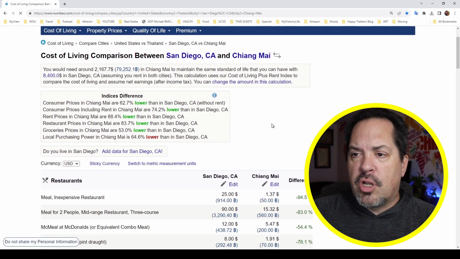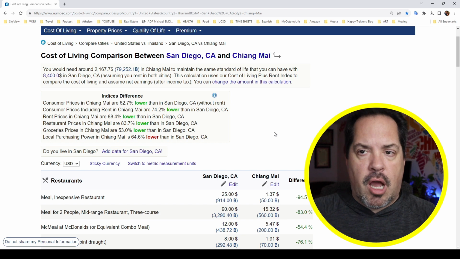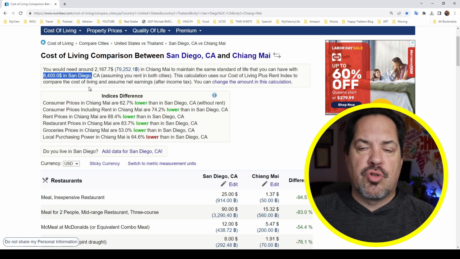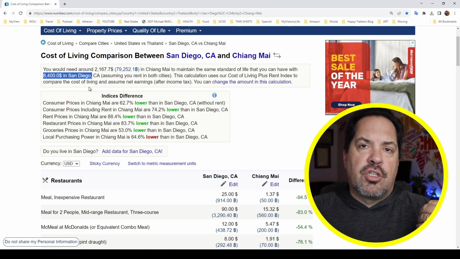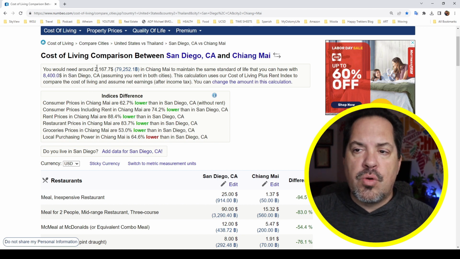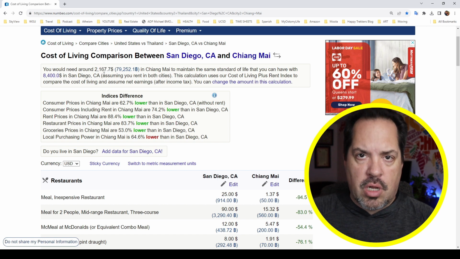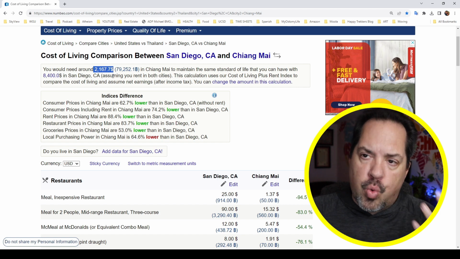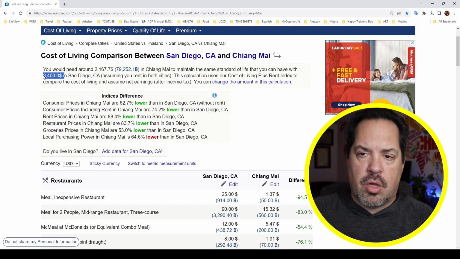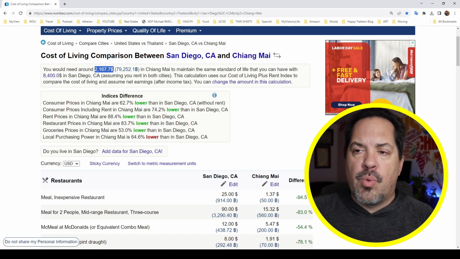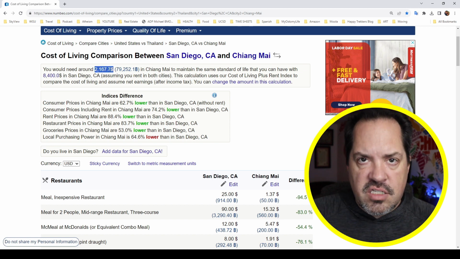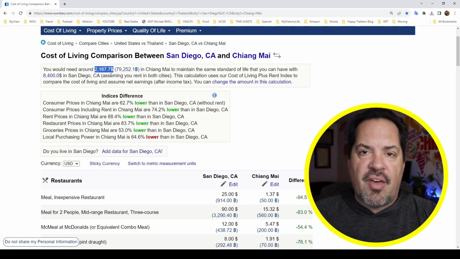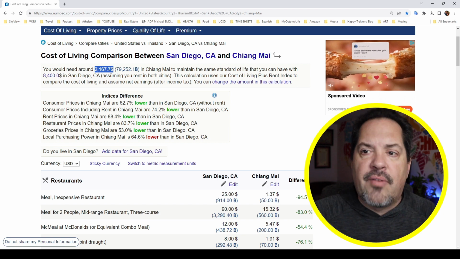So here's a couple good bits of information right off the top. The first one I noticed is this. If you live in San Diego and you make $8,400 a month, to have that same lifestyle, you only need to make about $2,200 a month in Chiang Mai. You're dropping considerably right there, right? $2,200 to $8,400. Now, you might be asking yourself, well, is that what it costs to live there? Not necessarily. They're comparing the expense of what you make. Obviously, there's some math involved here to what that same level would cost there.